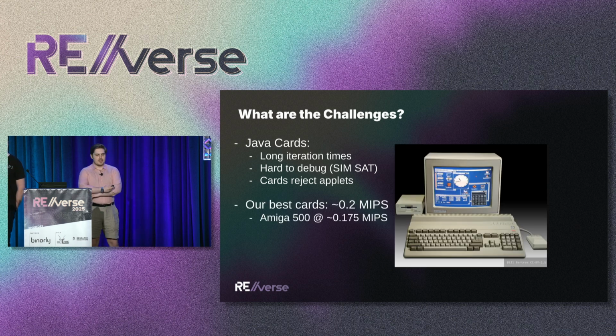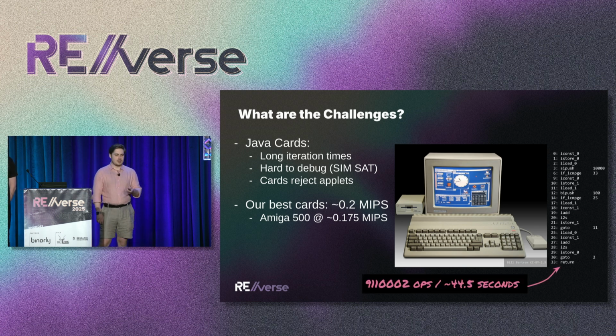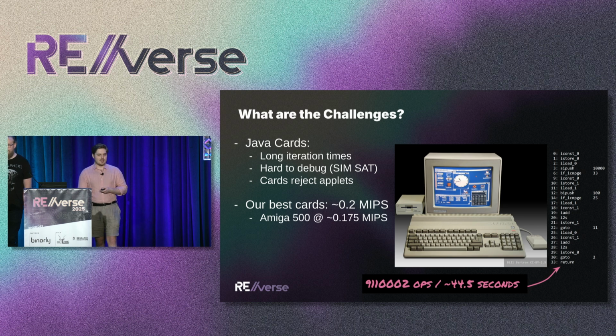Another limitation is the performance of these cards. We tested our fastest card, and it only reached around 0.2 MIPS. We compare this to a computer from the 80s, the Amiga 500, which runs at only 0.175 MIPS, marginally slower than our SIM card. Just to give you an idea, we ran 9 million instructions in around 44.5 seconds. It's extremely slow. If you want to do anything elaborate, it's not fast enough.